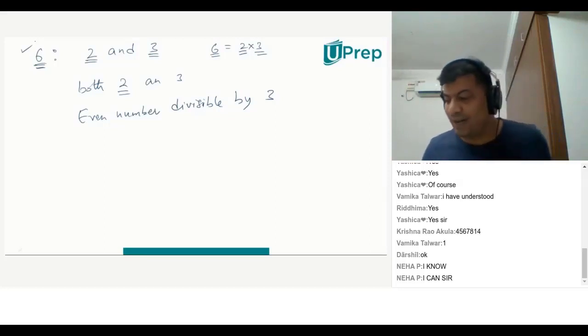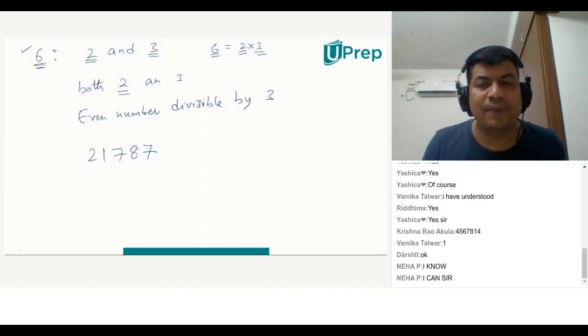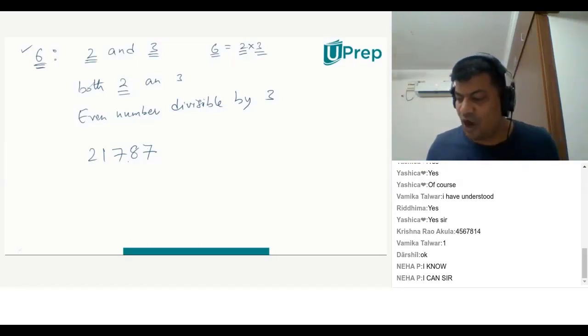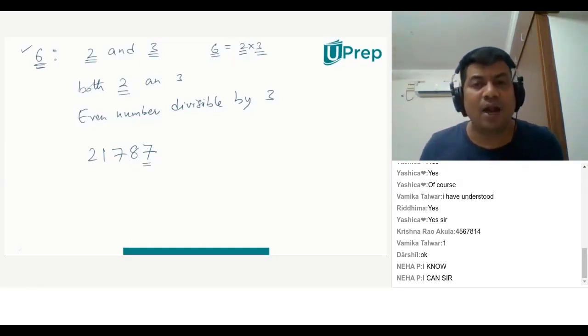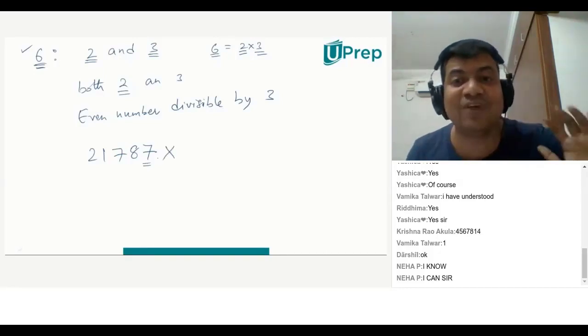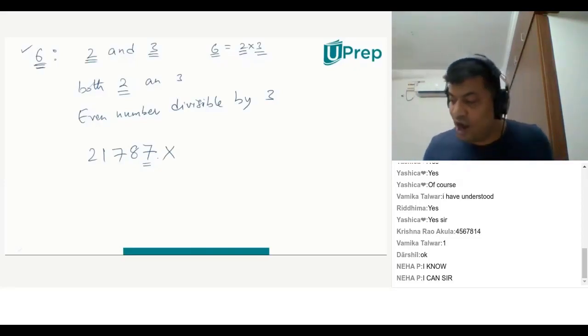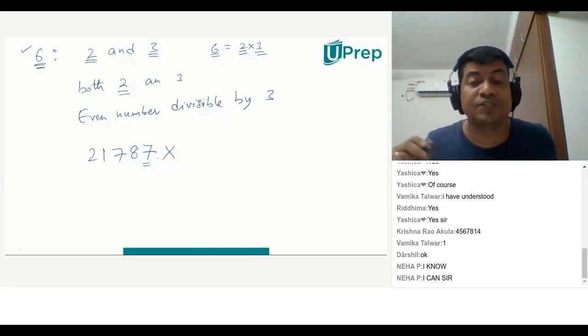So when I look at a number like, say, 21787, someone asks me, is this divisible by 6? What is the answer? No, sir. Why? Because the moment I see this is an odd number, it is not divisible by 2. Therefore, I will not even check whether it is divisible by 3 or not. So it's not divisible by 2, therefore it's not divisible by 6.